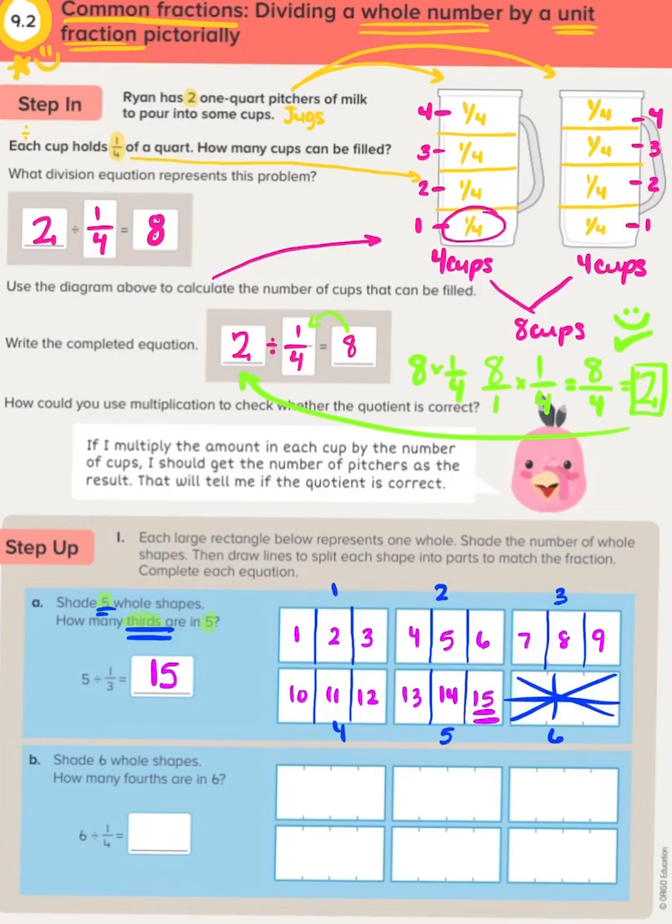Now I want to check this with multiplication. So I'm going to take the 15 and multiply it by 1/3, which is the same thing as 15 over 1 times 1/3, which equals 15 over 3. 15 divided by 3 is equal to 5. Is that what I started with? Yeah, it is. So I know I did it right.